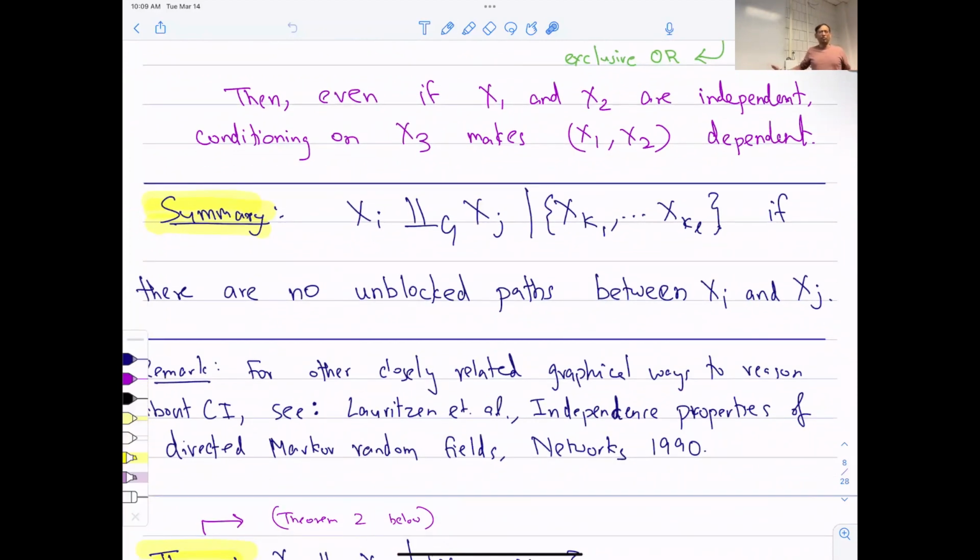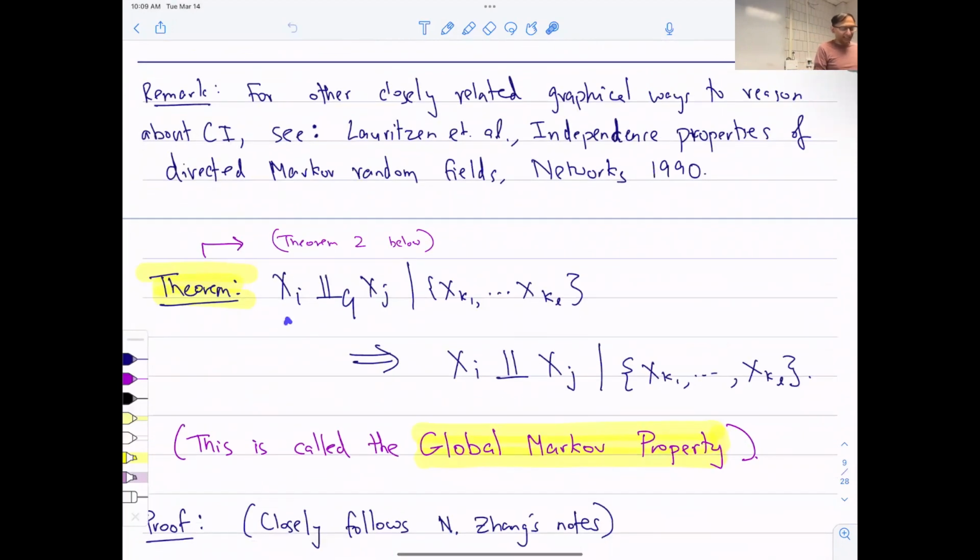So now we have got a collection of rules, which is the d-separation rules. Question is, does this imply conditional independence? That's the main theorem. Suppose that xi and xj are graphically independent, or d-separated, conditioned on a collection of nodes, meaning that conditioned on this, every path between xi and xj is blocked. That's all we are saying. That implies that xi and xj are statistically independent conditioned on the same set. That is the global Markov property. So we're going to prove this result now.